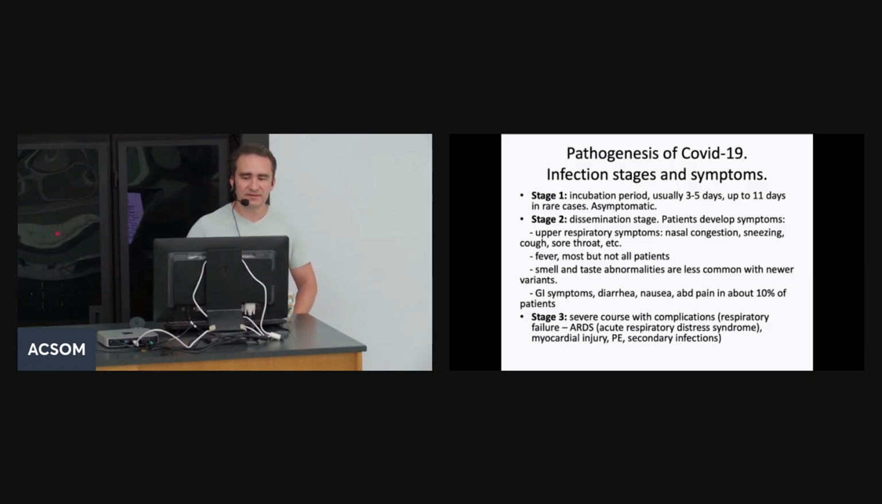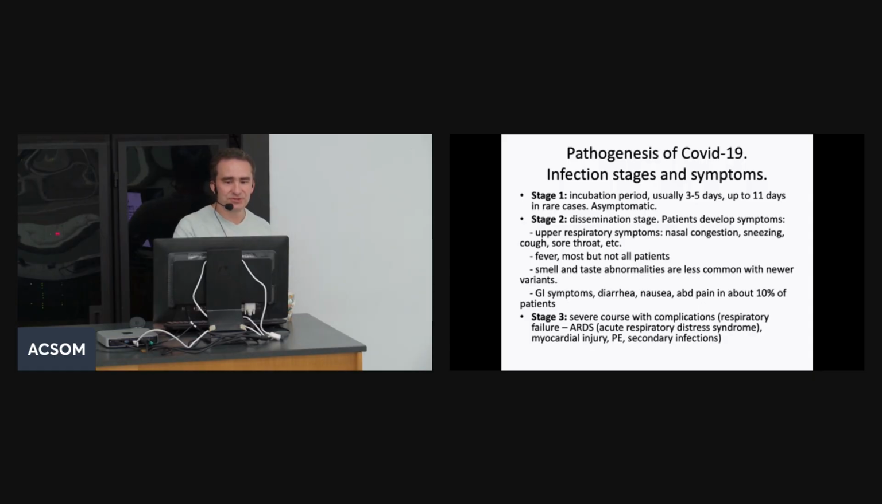Loss of smell and taste was more specific at the beginning of the pandemic, but as the virus changed, it became less frequent. Some people even used this as a kind of diagnostic tool. If somebody loses smell or taste, it was highly suggestive of COVID.